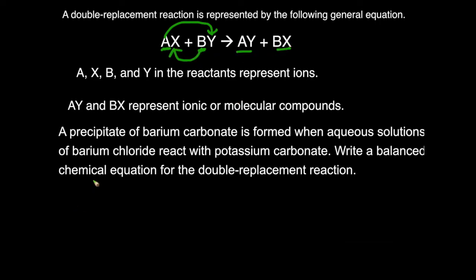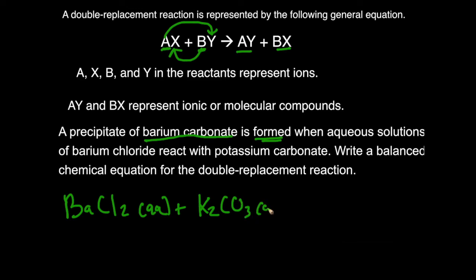So our example: a precipitate of barium carbonate is formed when aqueous solutions of barium chloride react with potassium carbonate. Write a balanced chemical equation for the double replacement reaction. So it tells us barium carbonate is formed. So that's a product. So our reactants are BaCl2 plus K2CO3, aqueous.